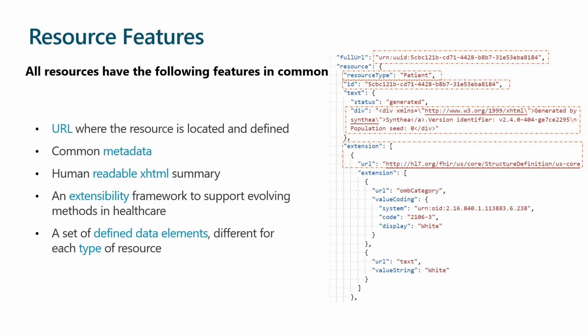Resource features. All resources have the following features in common: URL, where the resource is located and defined; common metadata, including resource type, ID, and a human-readable XHTML summary; an extensibility framework to support evolving methods in healthcare; and a set of defined data elements different for each type of resource. For example, in a patient resource, MRN, name, date of birth are standard elements that are required.